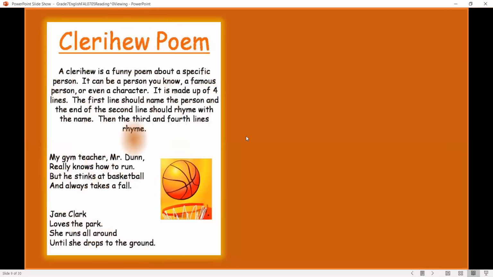Okay, so moving along. Ooh, have you ever heard of this? Clerihew poem. It sounds quite cute. A Clerihew poem is a funny poem about a specific person. It can be a person you know, a famous person, even a character in one of your games or books. And it's made up of 4 lines. 4 lines. Okay, only 4. And the first line is the name that the poem is going to be about. And the end of the second line should rhyme with the name. Okay, so it's a nice rhyming poem. And it should be funny.